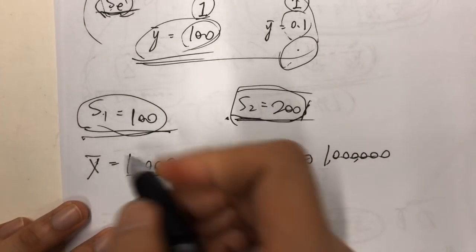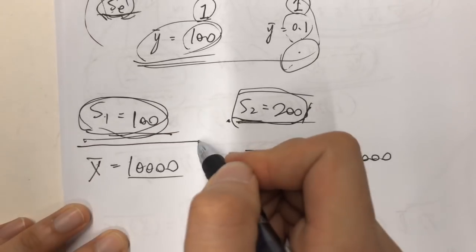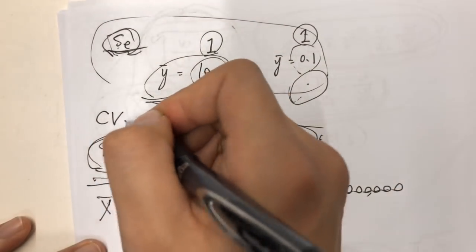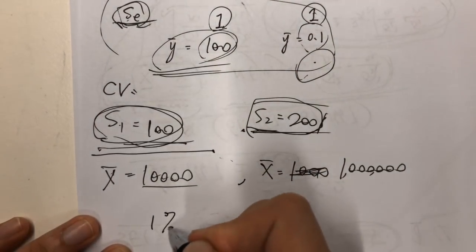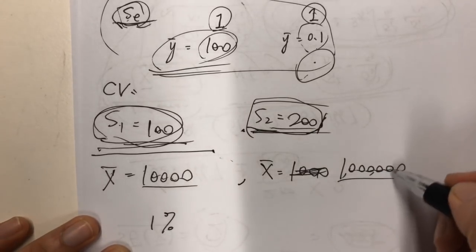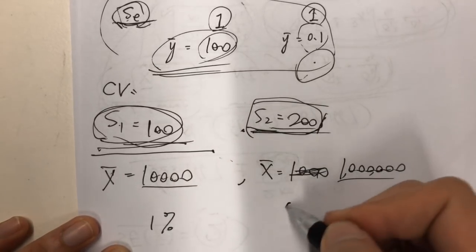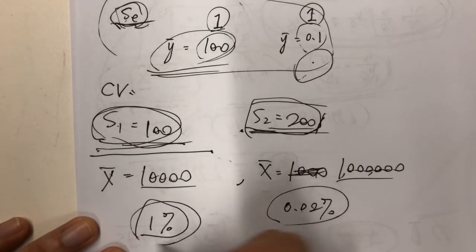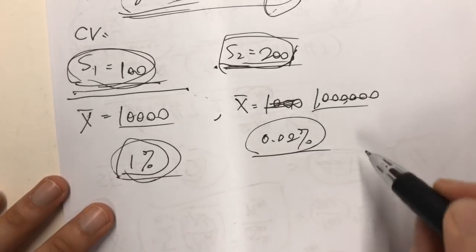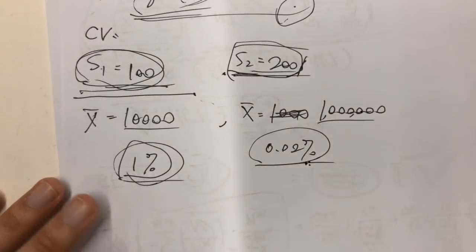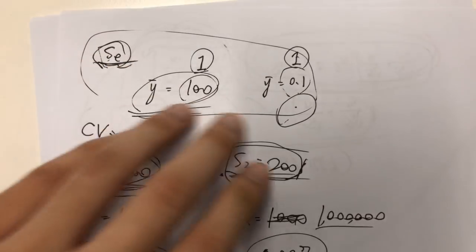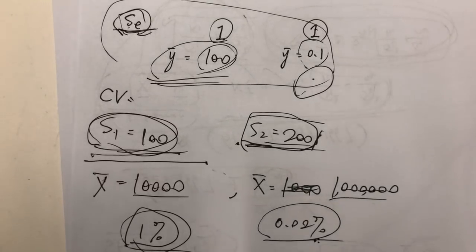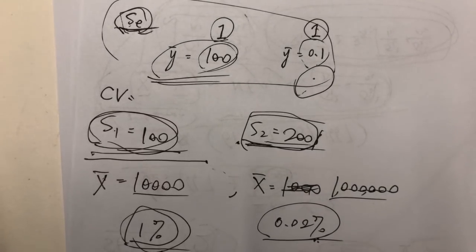By using the standard deviation divided by the mean, we actually calculate the coefficient of variation, CV. So the coefficient of variation for this one is 1%, and for this one it's 0.02%. So this one varies much more from its mean compared to that one. Okay, so it's all about the comparison of the standard deviations. Any other questions? Hopefully it makes sense for you.